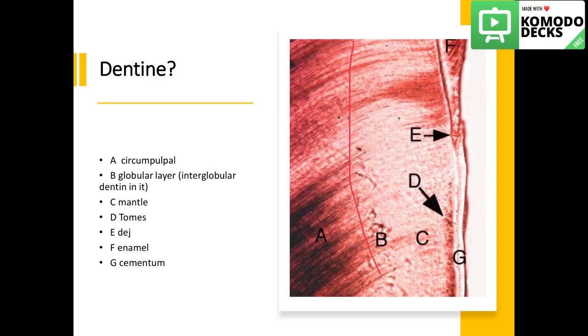This area is the mantle dentine, and underneath it starts the circumpulpal dentine. Of course, this is the dentino-enamel junction, and this is the dentino-cemental junction.